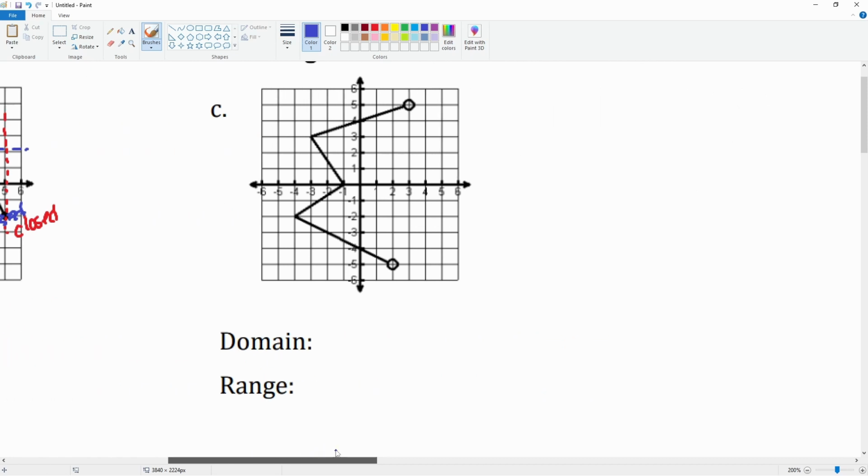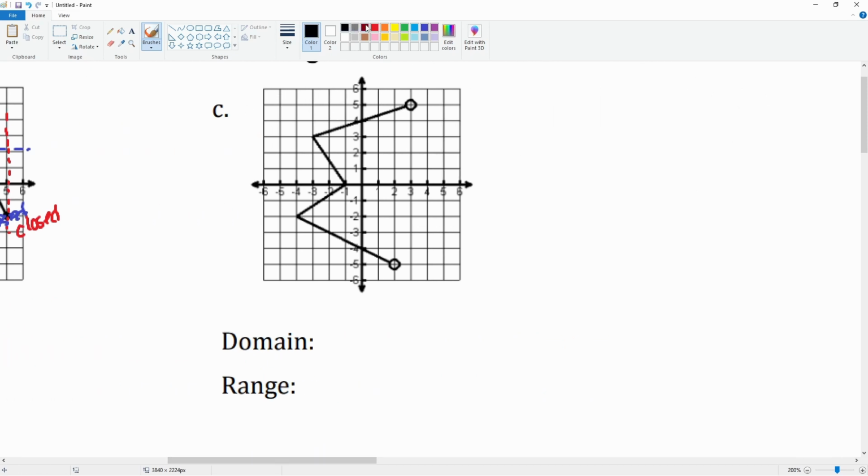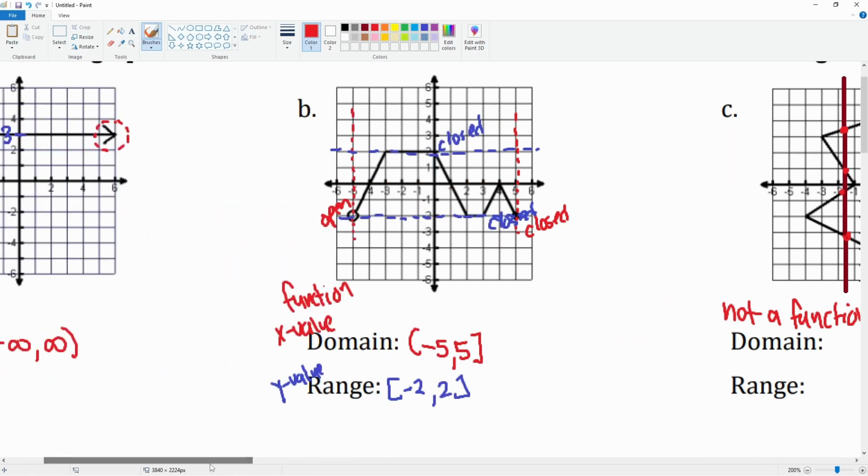Then the last one, C. Let's draw our line down the middle to see if it is a function. Uh-oh, look, it passes through more than 1 point. Here's 1, 2, 3, 4. Wow, that is not a function. And because that is not a function, we cannot determine its domain or its range. Okay, so there you go.